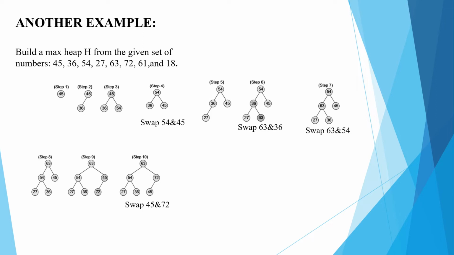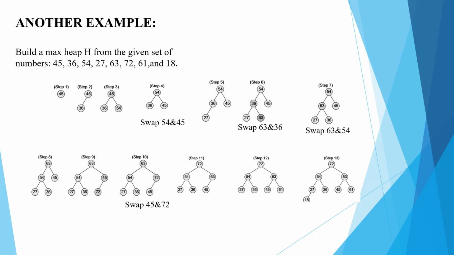In step 10, there is a violation. So we have to rectify it by swapping the values 45 and 72. Now in step 11, 72 became the root by swapping the values 63 and 72. So in step 12 and step 13, when we enter the new elements, there is no violation, hence the max heap is built.